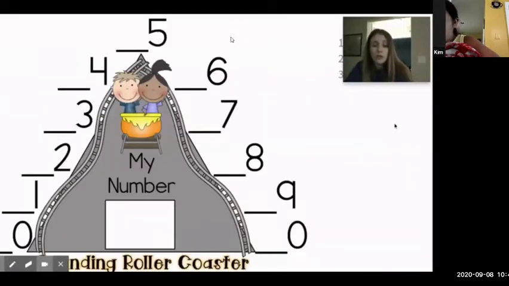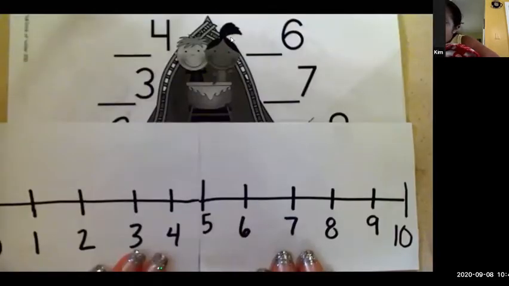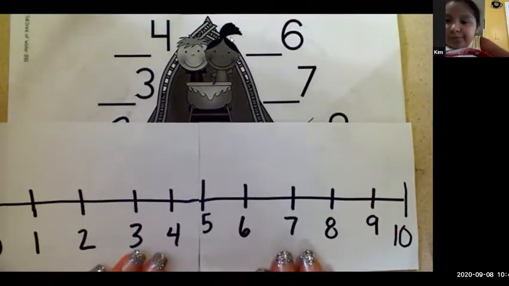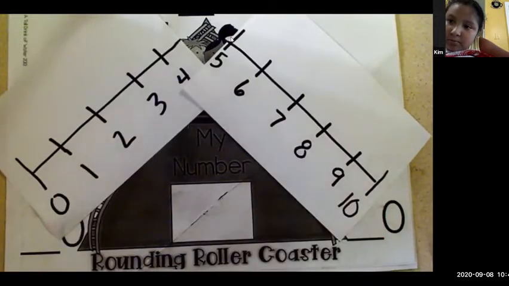This is a rounding roller coaster. A rounding roller coaster is a very helpful strategy in order to round. We're going to take a look at a few examples of rounding roller coasters today. When using a rounding roller coaster, it is important to understand that it is simply a number line which has been broken and adjusted into a visual representation of rounding.